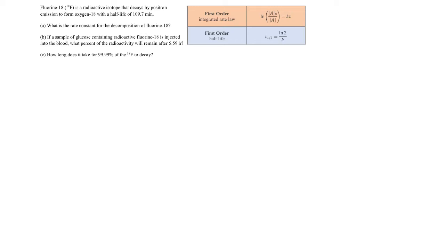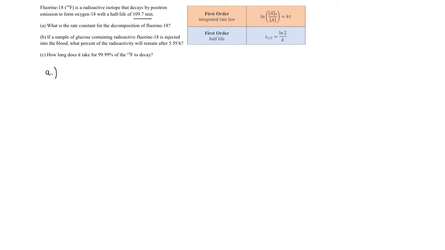Since radioactive decay obeys first-order kinetics, we will use the first-order integrated rate law and the first-order half-life to solve the following problem. We have fluorine-18, a radioactive isotope that decays with a half-life of 109.7 minutes. We can use the half-life to determine the rate constant of the decomposition of fluorine-18.